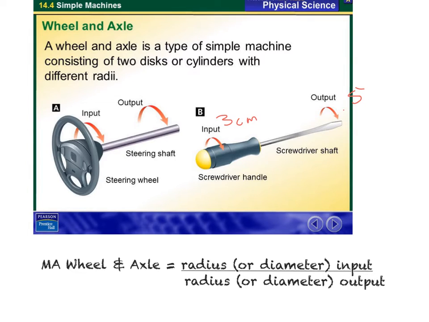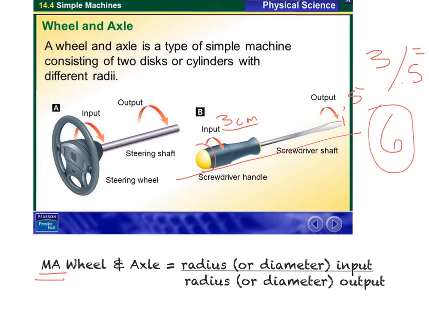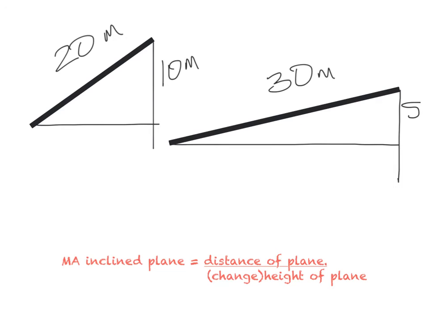Let's imagine that the complete diameter of this screwdriver is 3 centimeters and that the output diameter is 0.5 centimeters. So that means the mechanical advantage of this particular wheel and axle is 3 divided by 0.5. This gives us a mechanical advantage of 6.